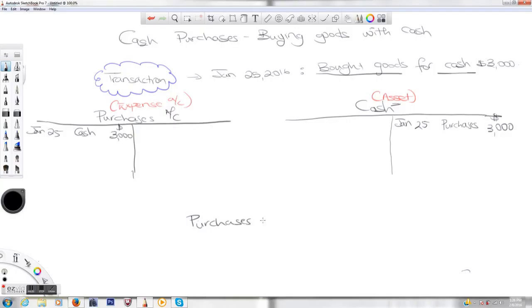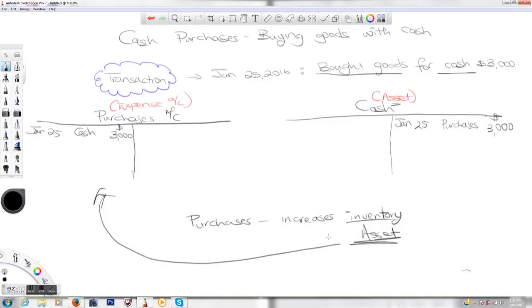Remember, there's another reason why the purchases account is debited. Remember that purchases also increases inventory. So when we buy stock, we increase the amount of inventory we have on hand. Inventory is an asset, and to increase an asset, you debit. So when we buy stock, we debit purchases for two reasons. One is an expense. To increase an expense, you debit. And when we purchase goods, we also increase an asset, and to increase an asset, we debit. The double entry rules do not contradict each other. They all work in the same way.